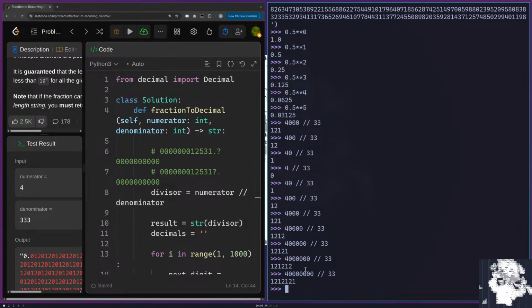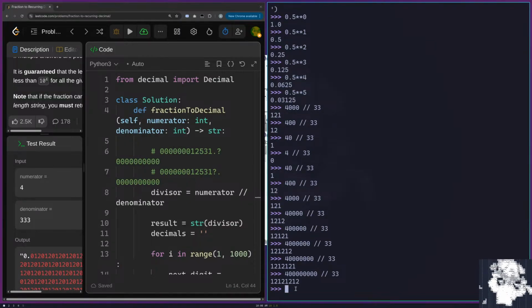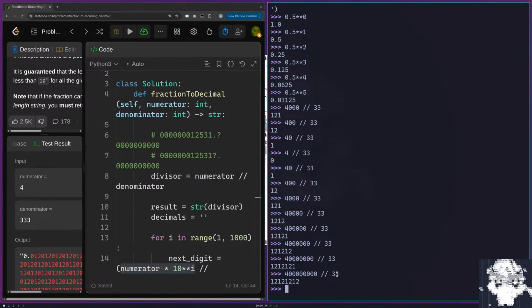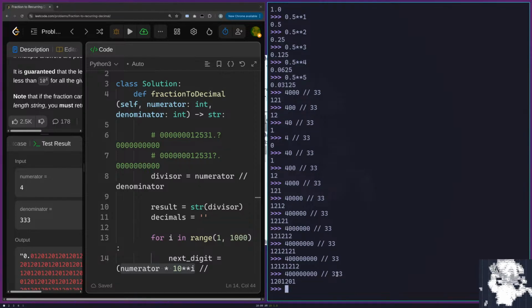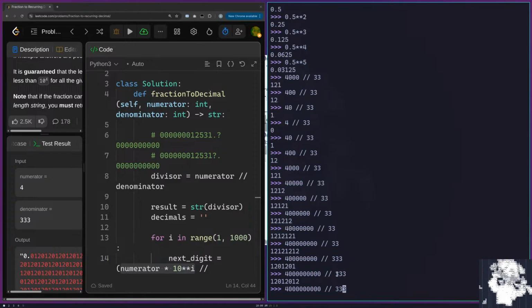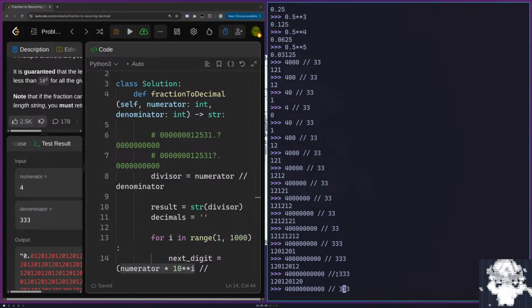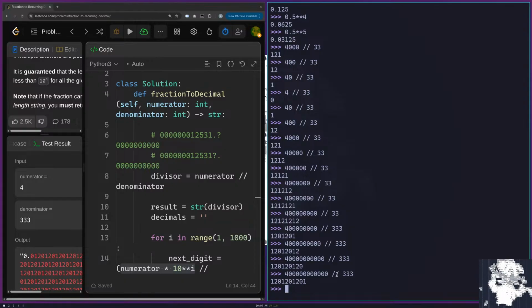So the more you add zeros here, the more you're just getting... well, okay, where are my zeros coming from then? If I'm taking this and then... oh, because I'm doing 33 instead of 333. So the more I add zeros, the more I keep cycling between 0, 1, 2.